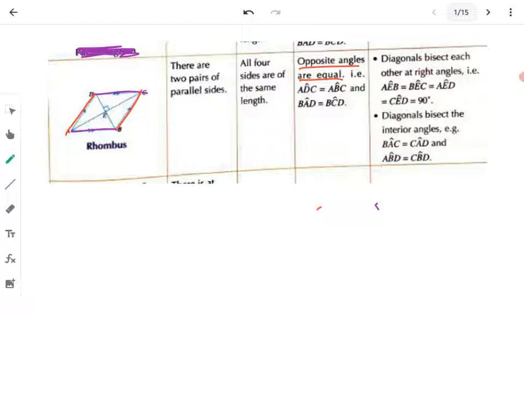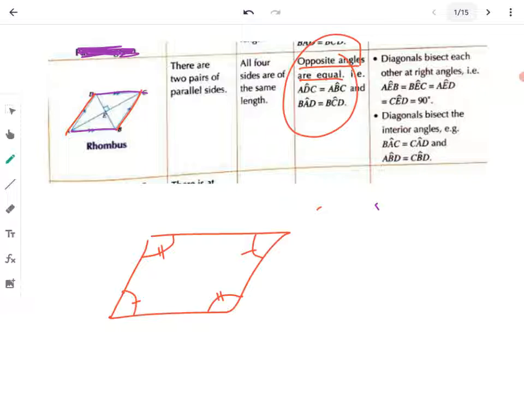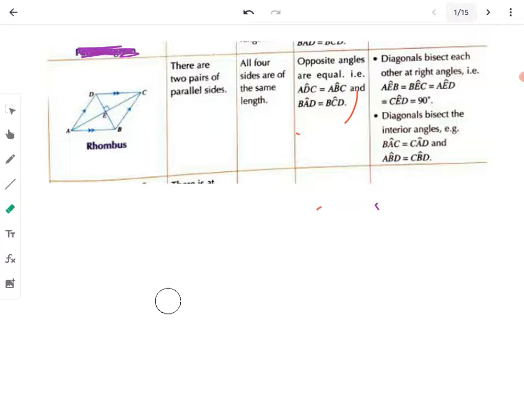So it's the same with parallelogram. So we have a rhombus like this. If this is a rhombus, therefore this angle is equal to this angle, and this angle is equal to this angle. That's what this property is talking about. Then we have also the properties of rhombus in terms of the diagonal.